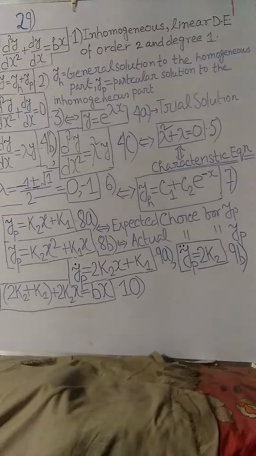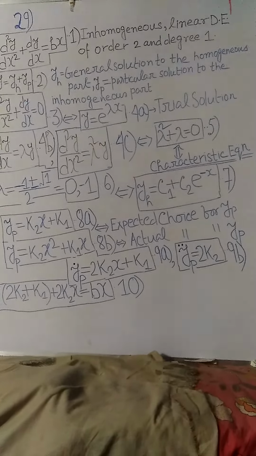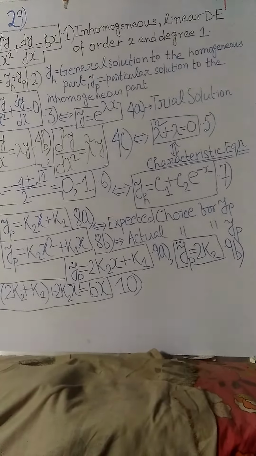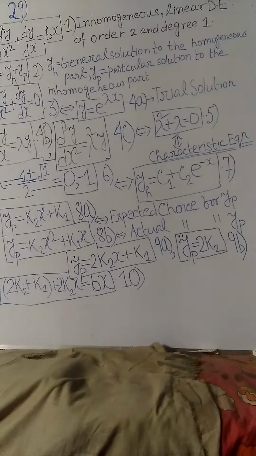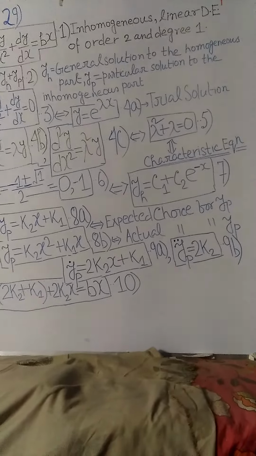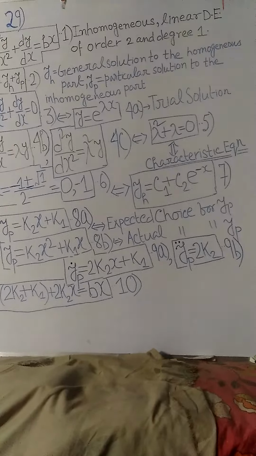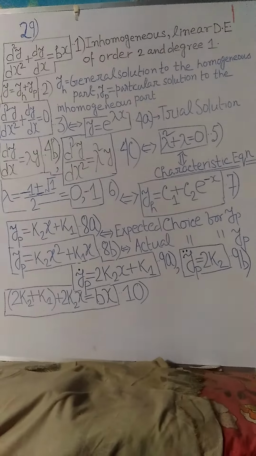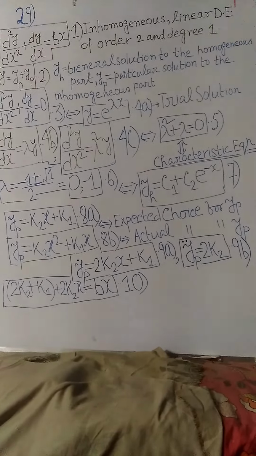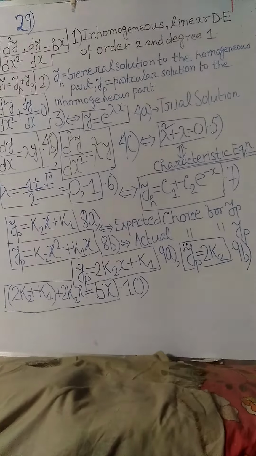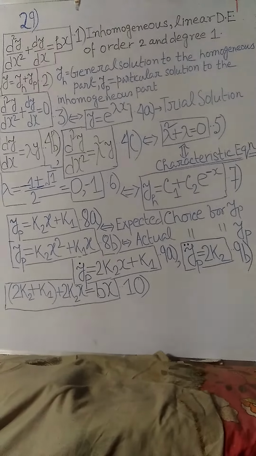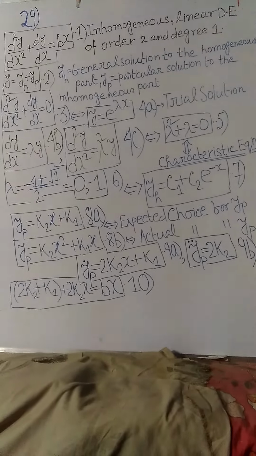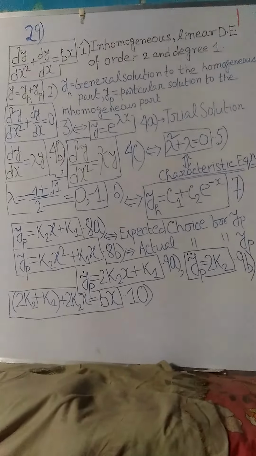Now we start the procedure to find the particular solution. Utilizing the standard tabular form for finding the particular solution available in standard textbooks on mathematical physics, the expected choice for the term y suffix p is as given in equation 8a. But the term x is common to both the choice for the particular solution and the solution to the homogeneous part as given in equation 7.